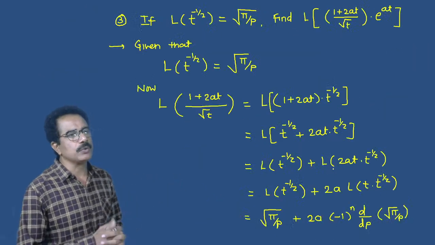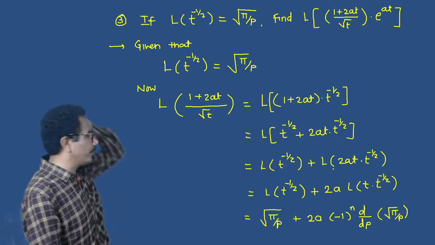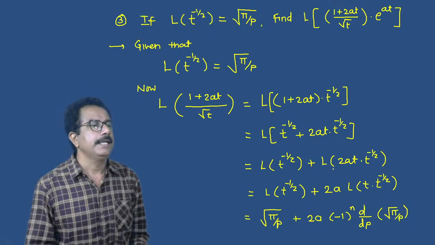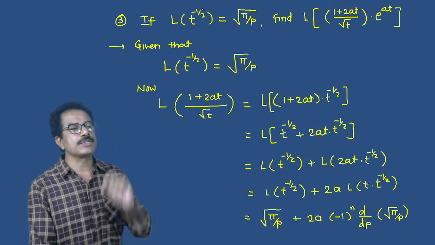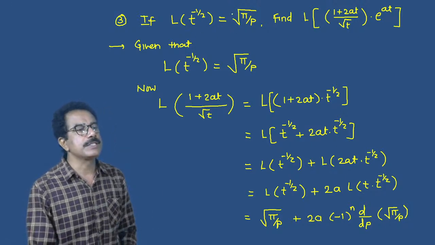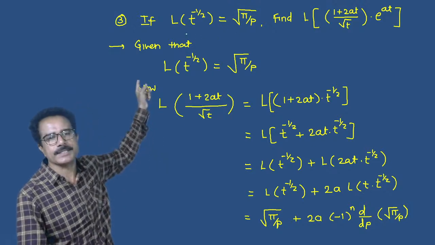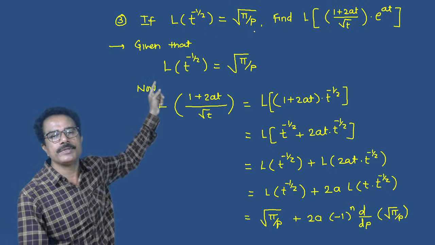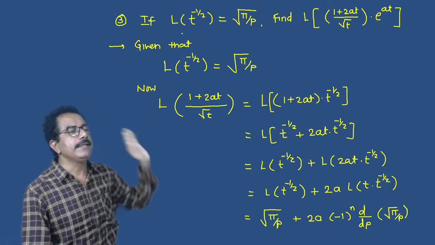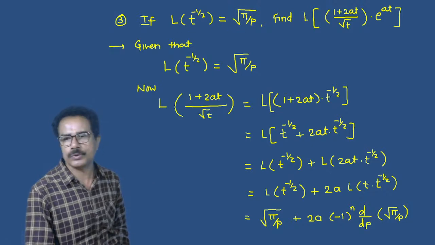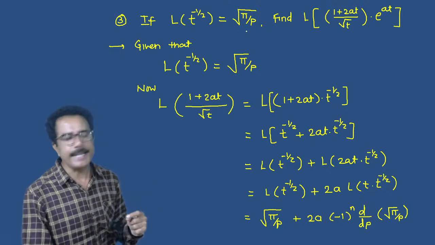Now next we have to move towards the next problem, an important problem. That problem is, if Laplace transformation of t raised to minus 1 by 2 is root pi divided by p. Already we have calculated this formula. If Laplace transformation of t raised to minus 1 by 2 is equal to root pi by p.